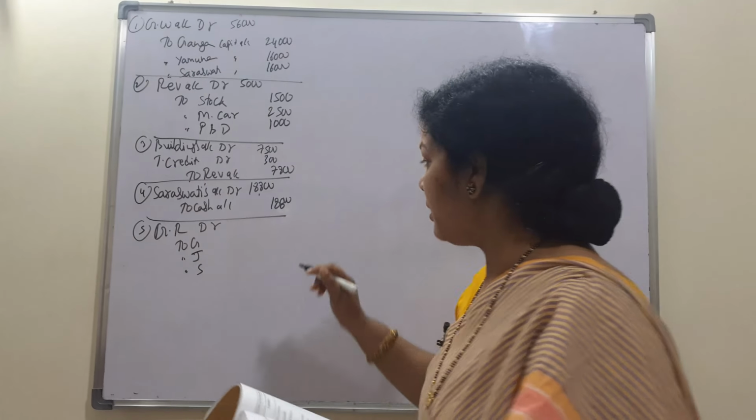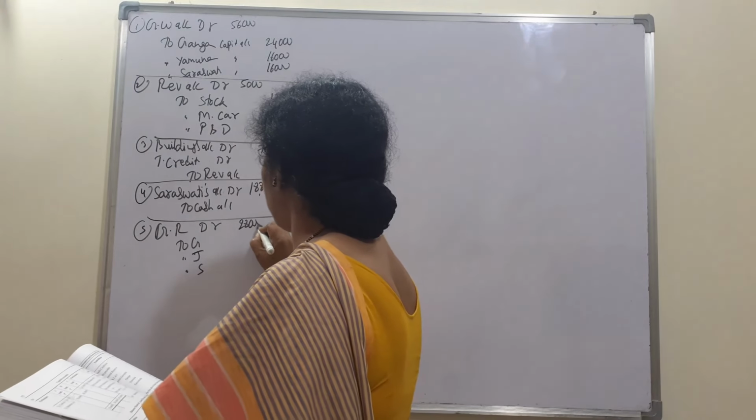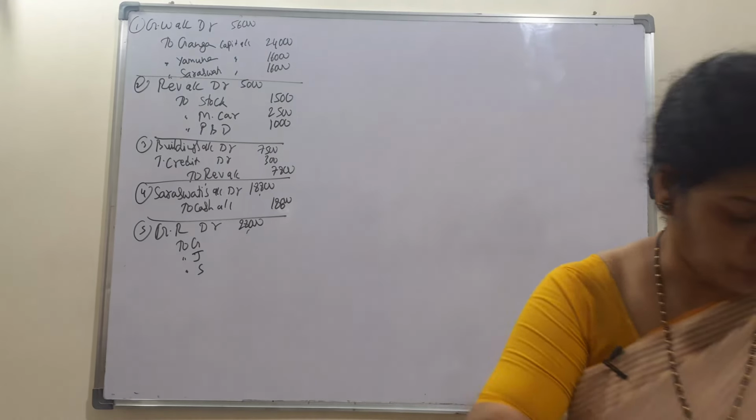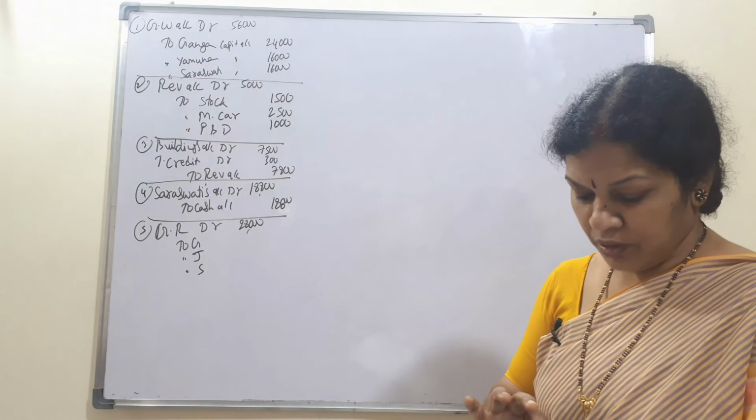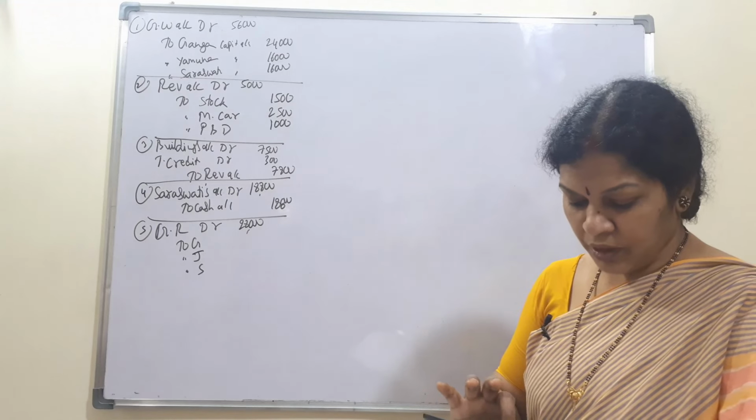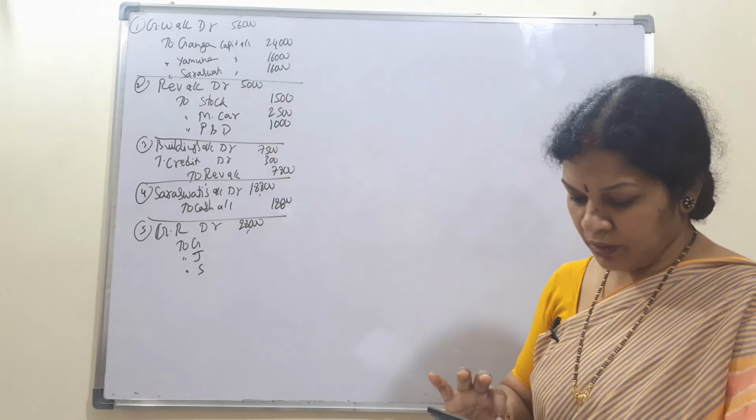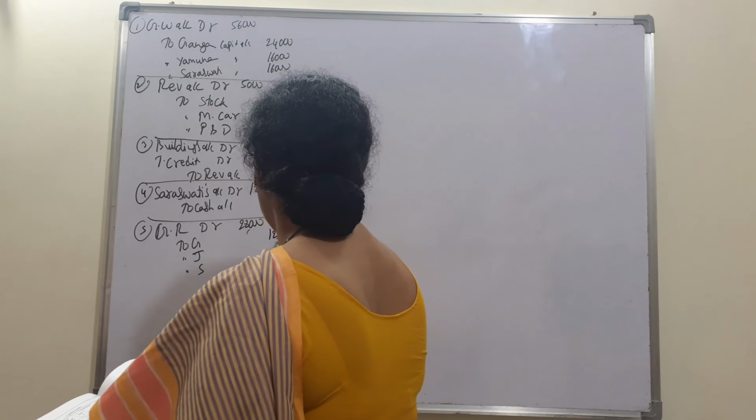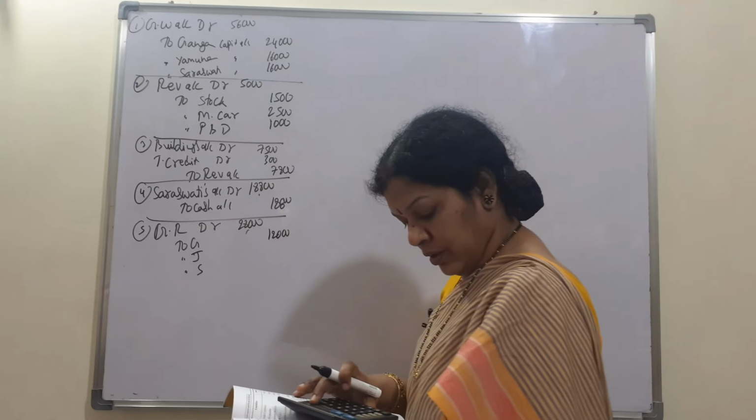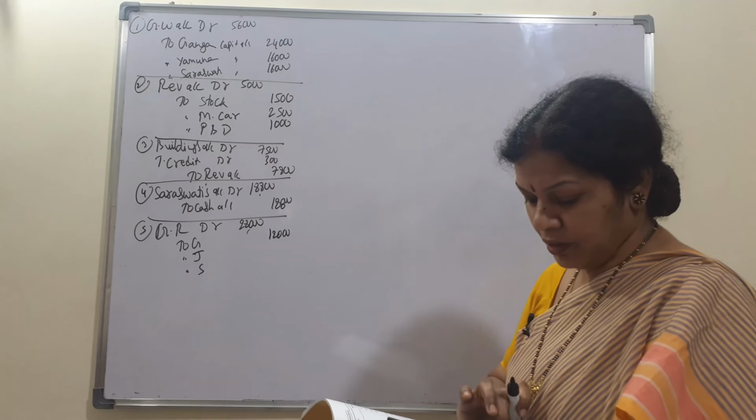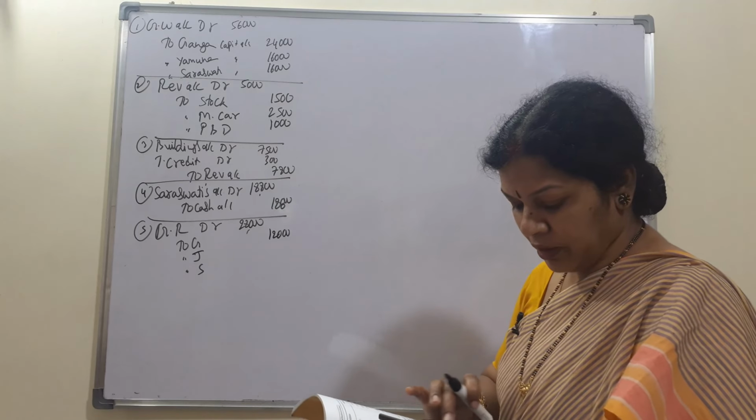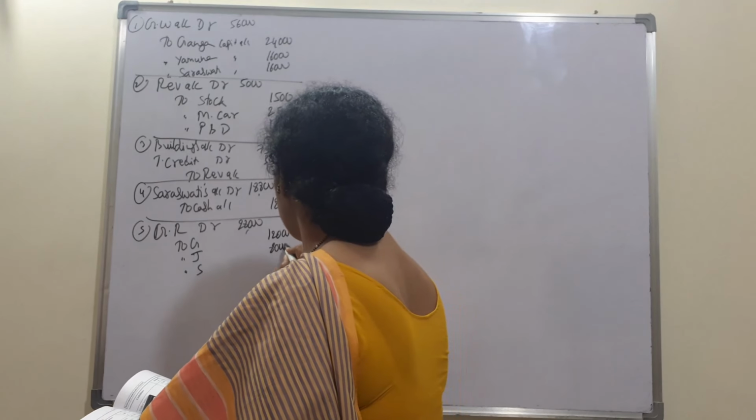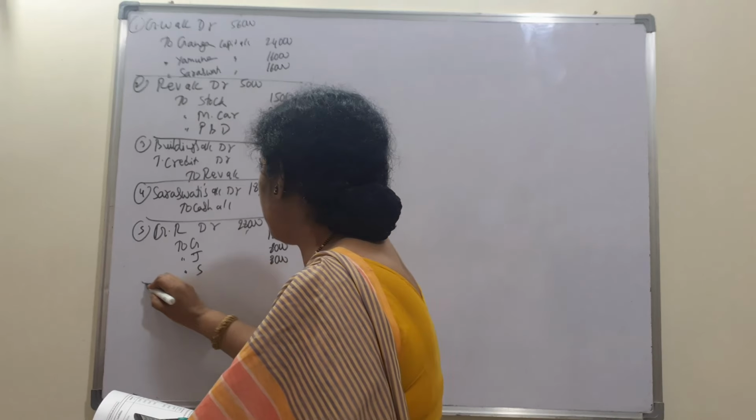General reserve is here 28,000. 28,000 in the ratio of 3:2:2. 28,000 into 3 divided by 7, it is 12,000. In the same way, 28,000 into 2 divided by 7, 8,000, 8,000. So this is general reserve.